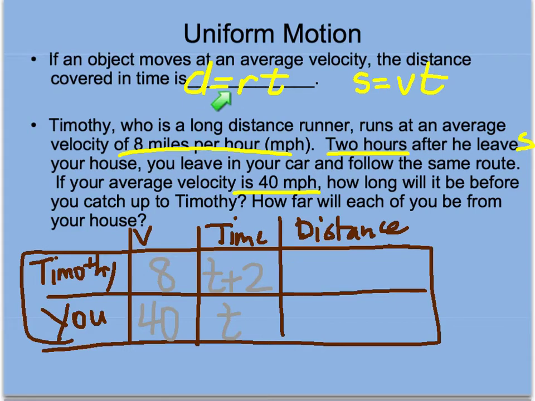And now remembering our formula, distance equals rate times time, or distance equals velocity times time, I know that Timothy's distance is 8 times t plus 2, and I know that yours is 40 times t. And now, because you're going to travel the same distance, because eventually you're going to catch up to each other, we can come to the following conclusion for our equation on the next slide.